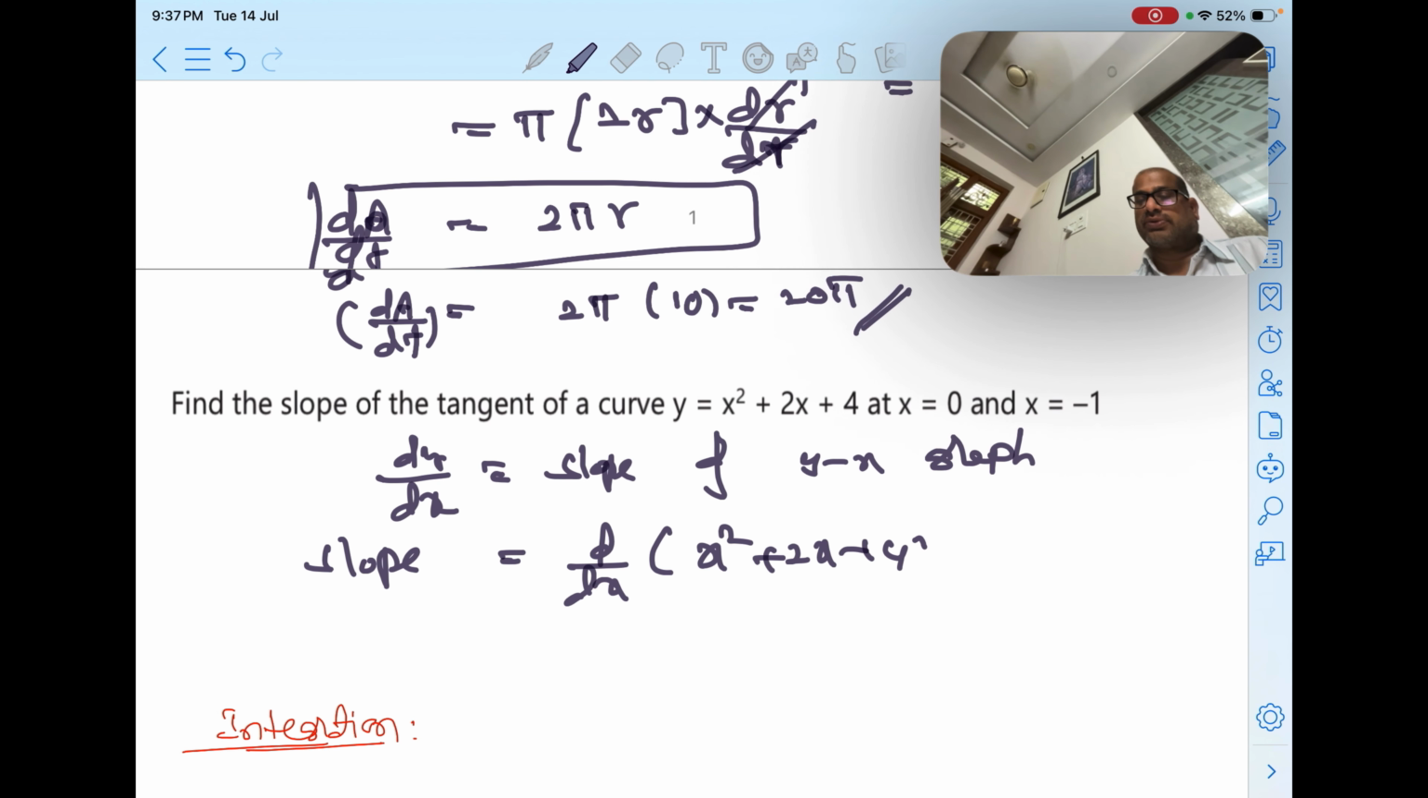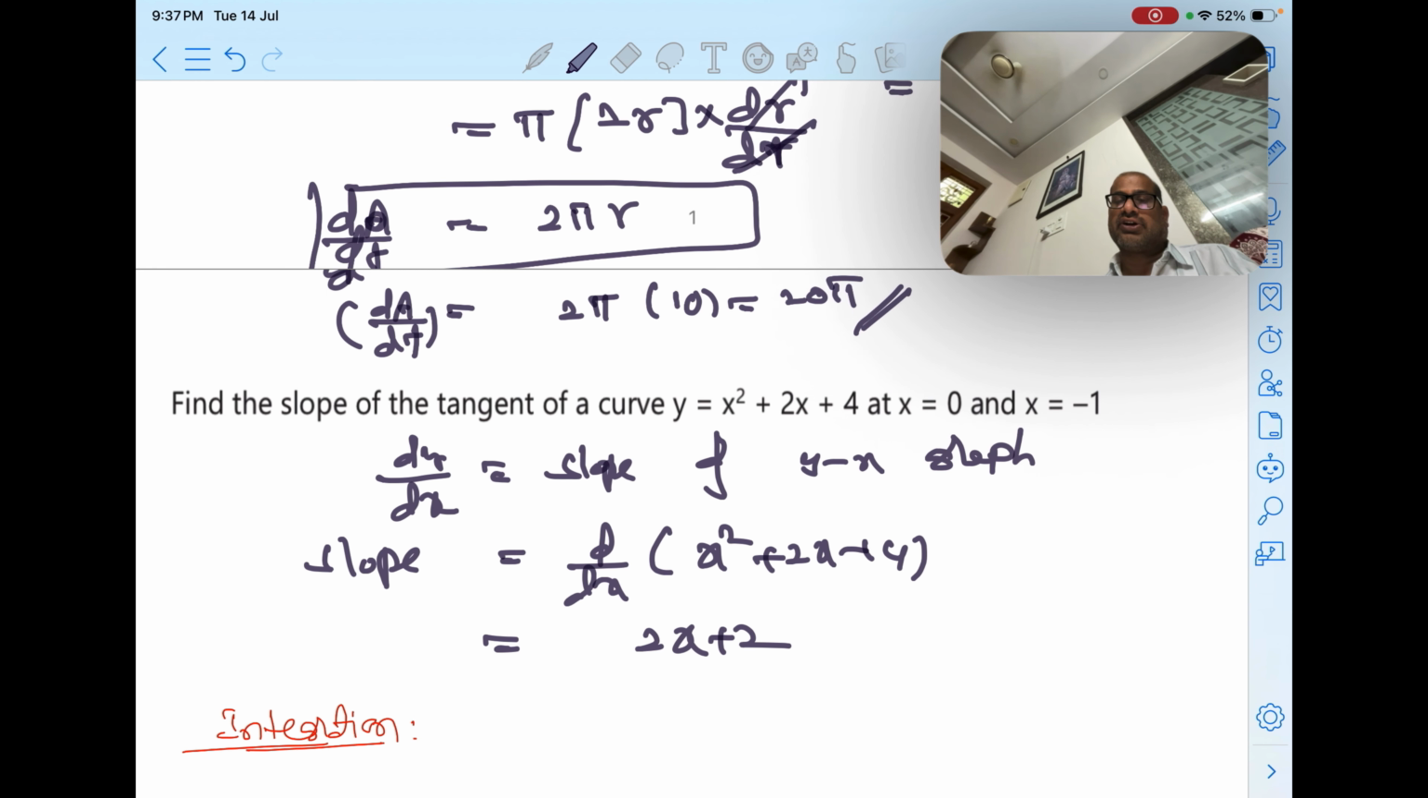dx of this curve: x squared plus 2x plus 4. Differentiate this, x squared gives 2x, 2x gives 2, and 4 gives 0. That is 2x plus 2. So this is the slope. If you take any value of x, it gives the slope of the curve.